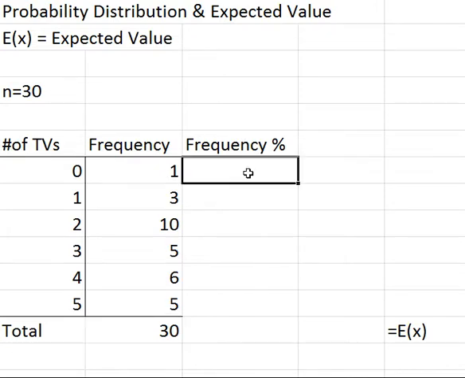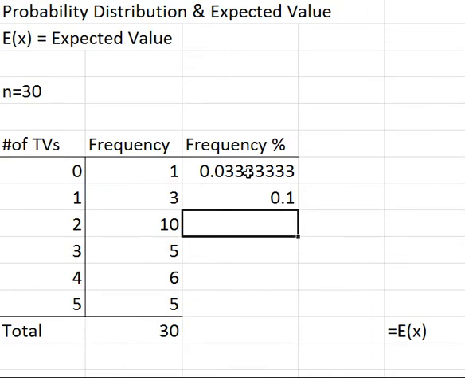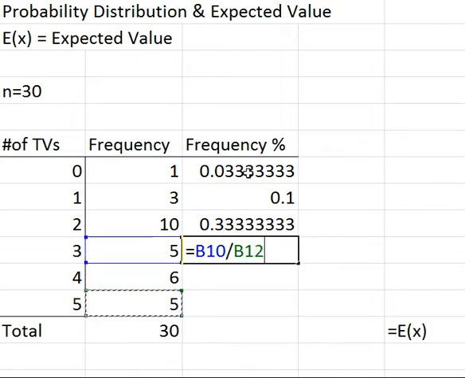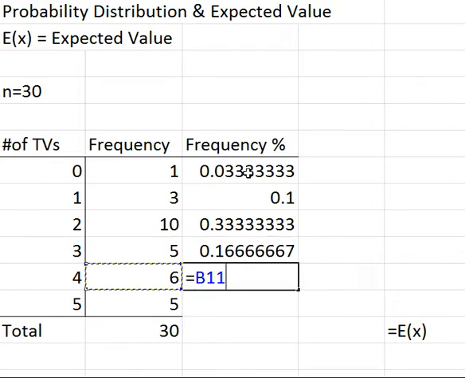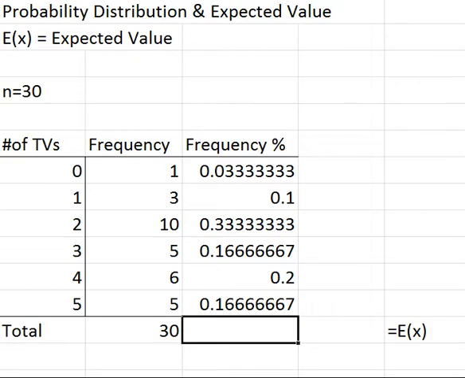Now to turn this into a frequency, I'm simply going to divide the number of responses by the total number of people asked. This will give me what's called a relative frequency. And if we add up all of the relative frequencies, they should total 1 because that should cover 100% of the possible responses. So if I add these up right here, it equals 1.